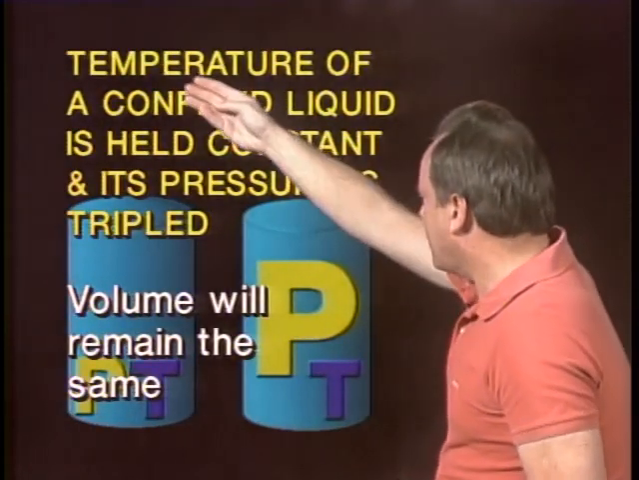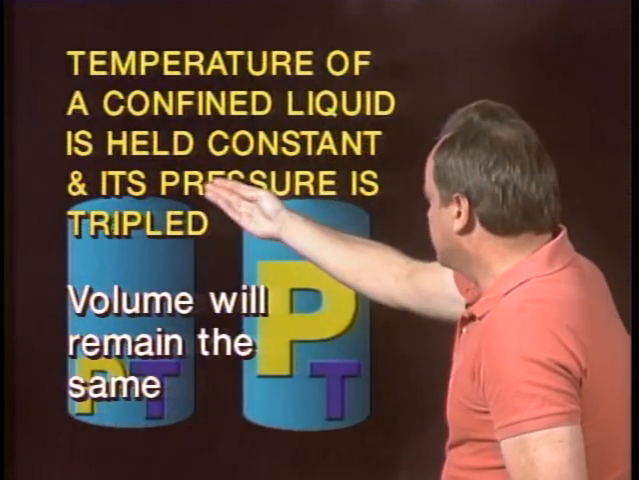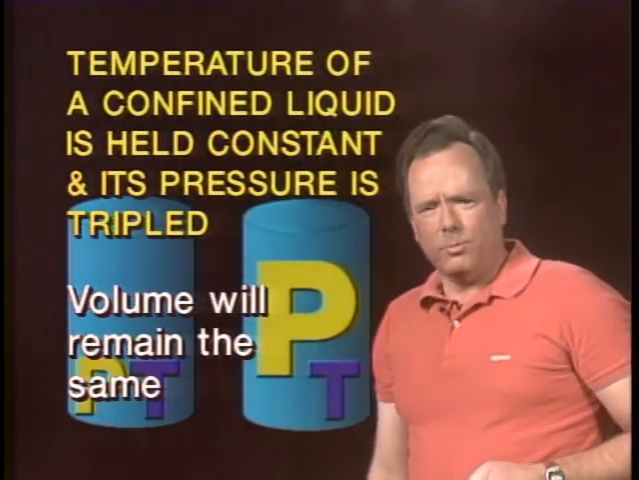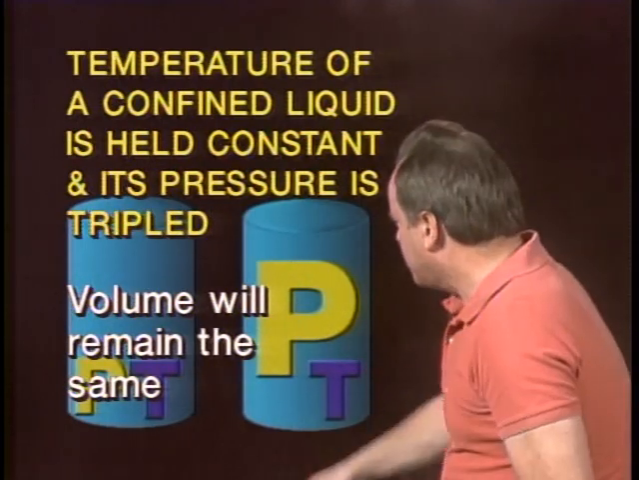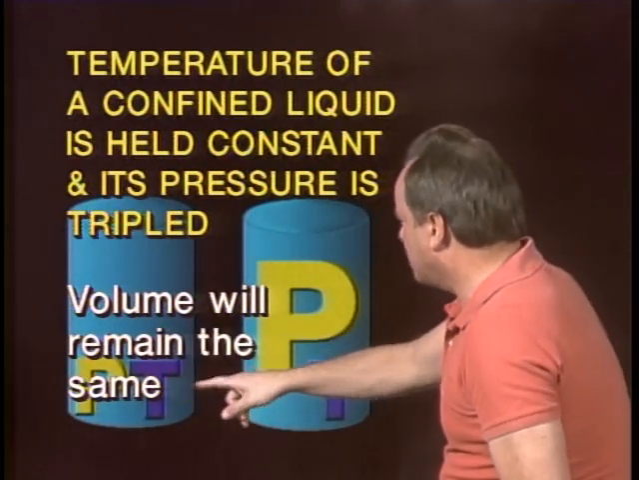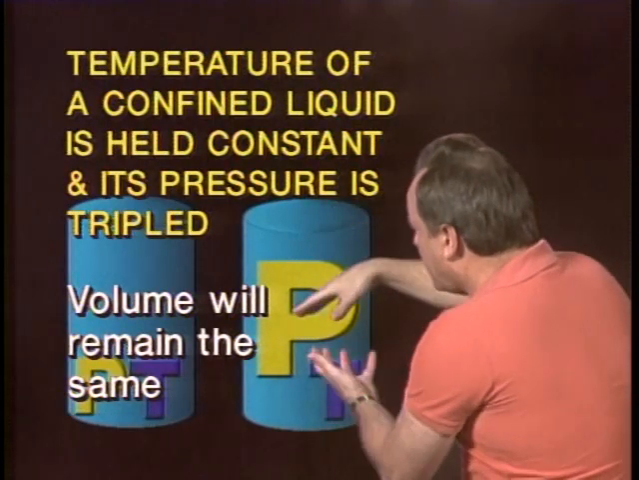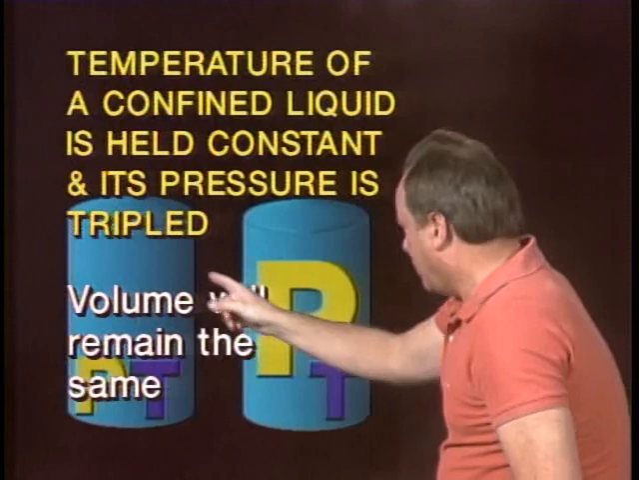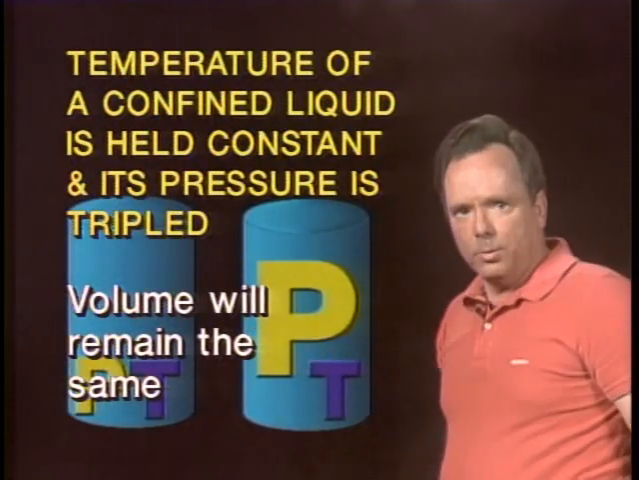The question says, the temperature of a confined liquid is held constant and its pressure is tripled. What will happen to the volume? Well, this is kind of backwards, but what they want you to know is the volume will remain the same. And essentially what they're saying is a liquid does not compress. You cannot change the volume of a liquid even if you increase the pressure. The volume of that liquid will not change.